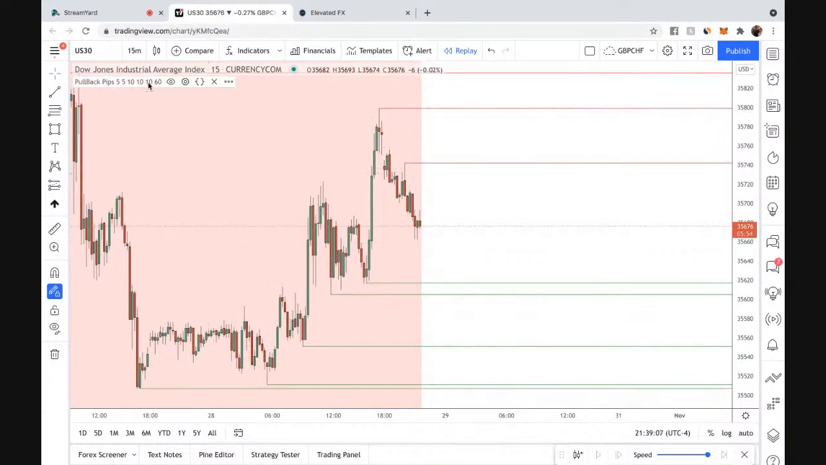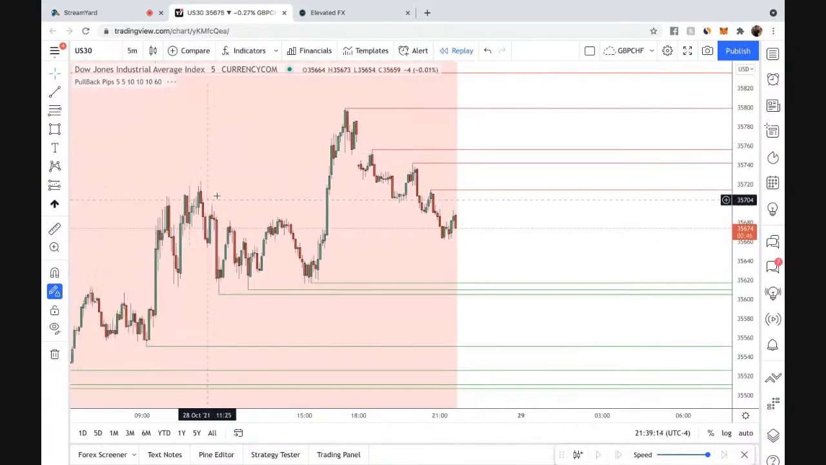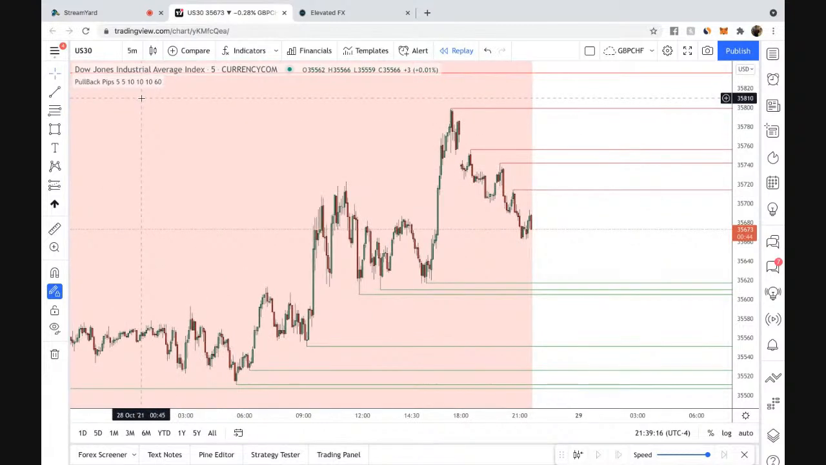When it comes to your pullback pips indicator on US 30, you got to realize with this market, I'm usually entering on my smaller time frames, my 5 and my 15 minute, because it moves so much.